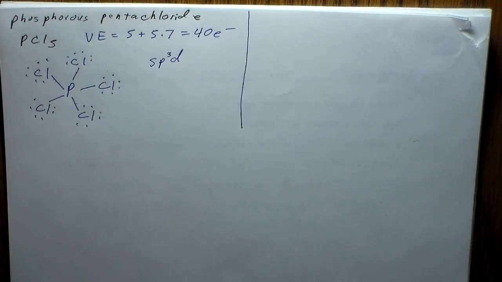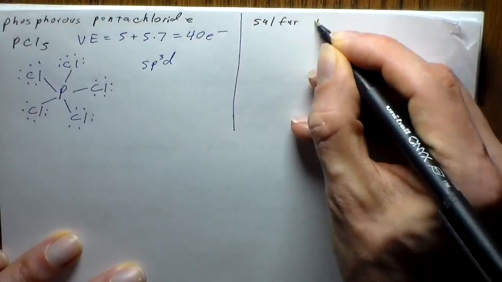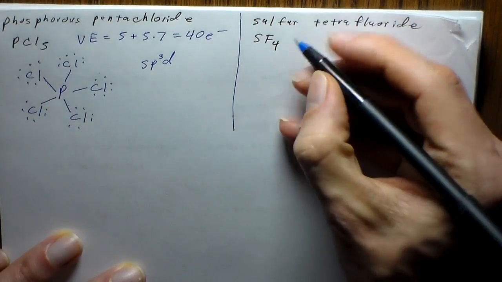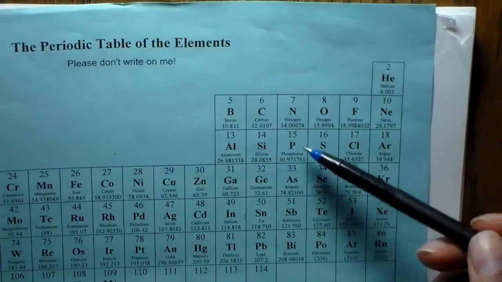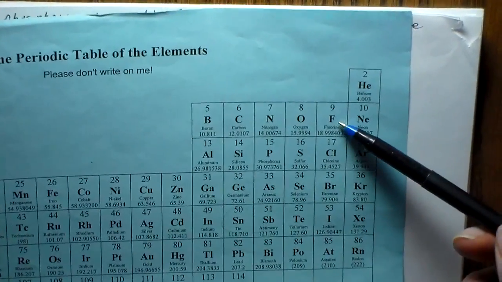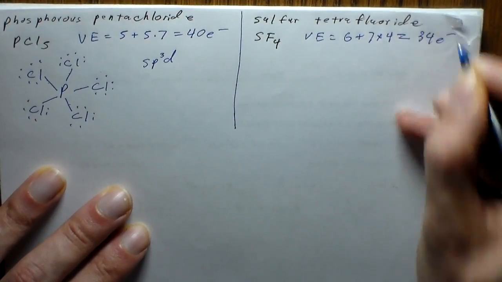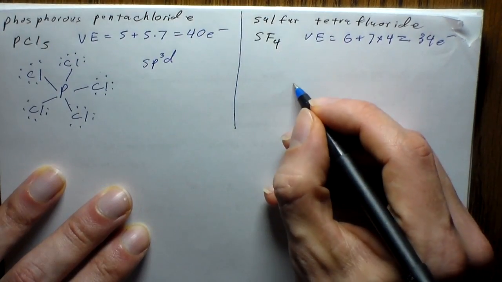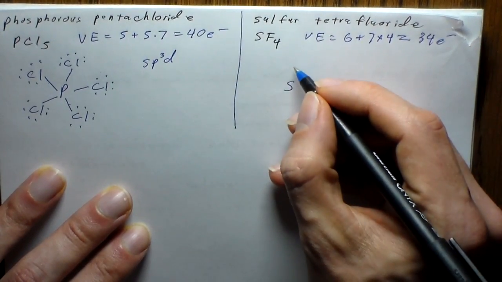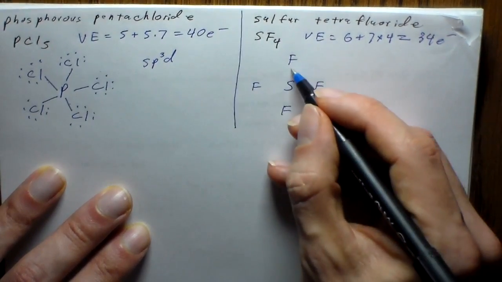Next up, we're going to have the sulfur tetrafluoride. Once again, our valence electrons. So sulfur is going to have 6 valence electrons, and then my fluorine is going to have 7. It's going to be 34 valence electrons for that one. So just put my sulfur in the middle and stick my fluorines on there and put my bonds.